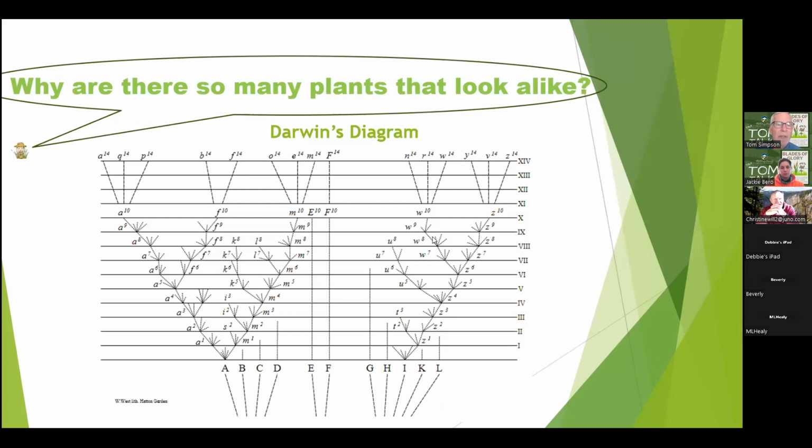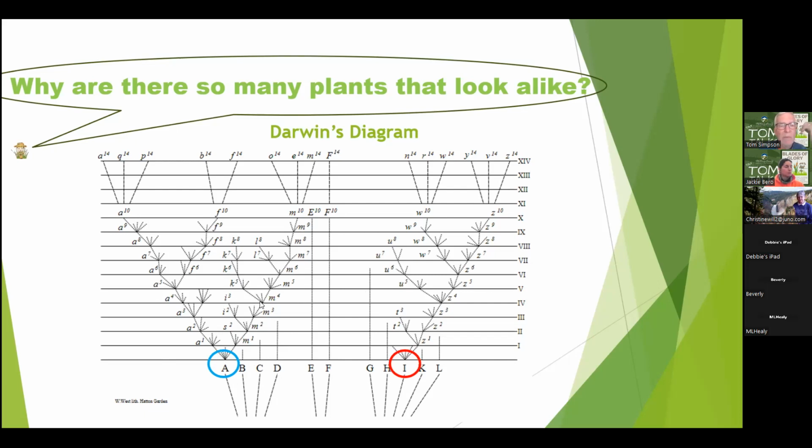The next thing I want to do quickly is to look at why there are so many plants in these groups. I go back to Darwin's diagram, the only figure in the Origin of Species. If we look at this, we can see that plants B, C, D, E, F, G, H, K, and L, starting at this time down here, left no descendants. They just went extinct.